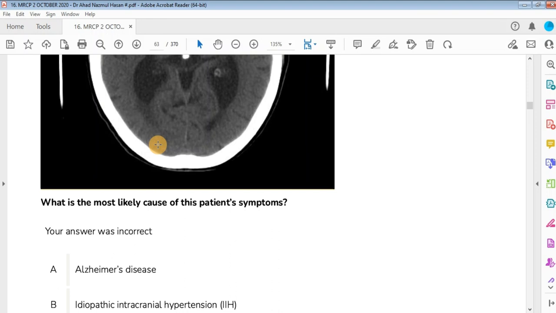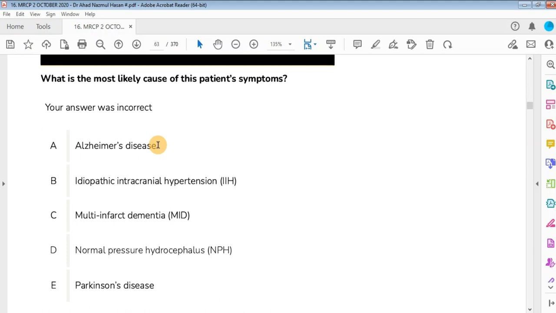What is the most likely cause of this patient's symptom? A. Alzheimer's disease, B. IIH, C. Multi-infarct dementia, D. NPH, E. Parkinson's disease.